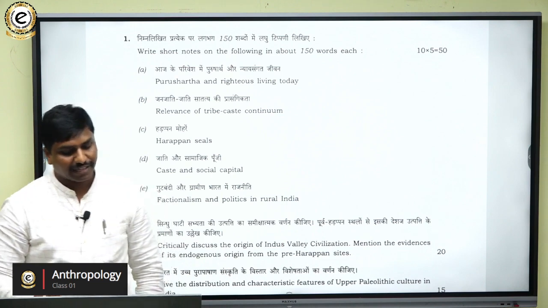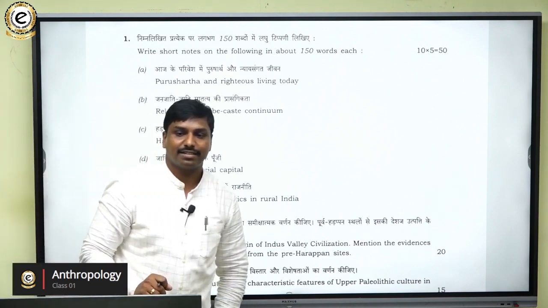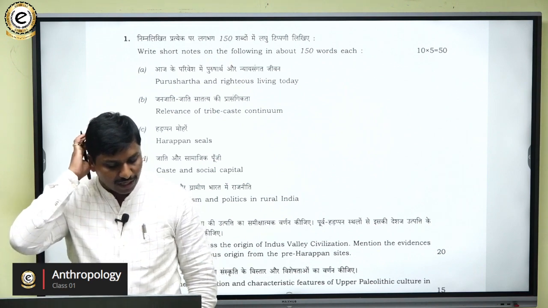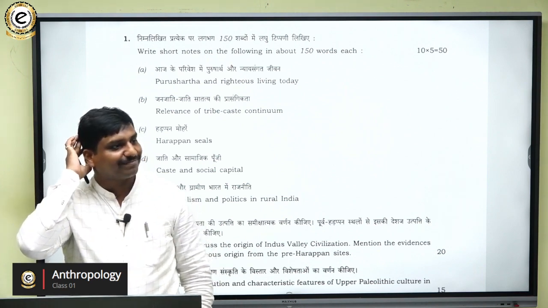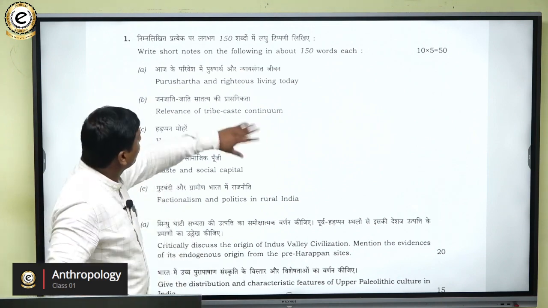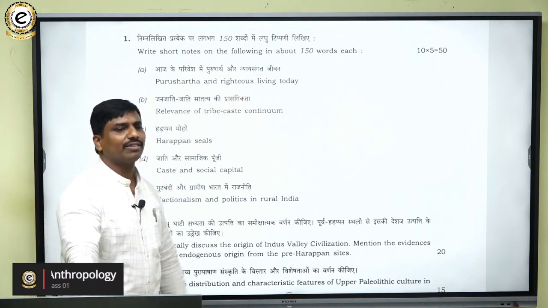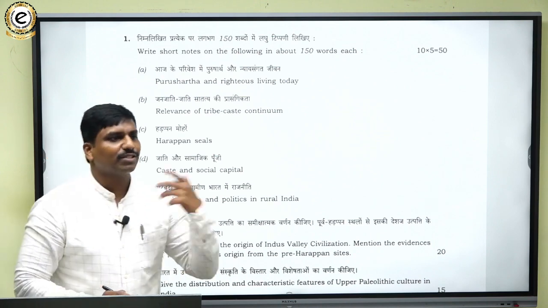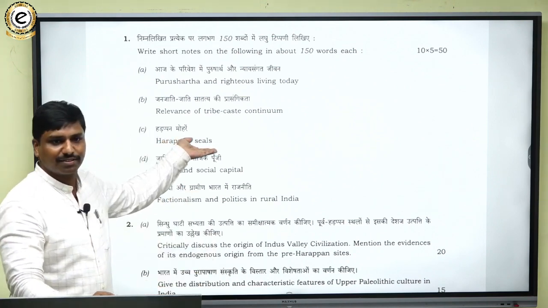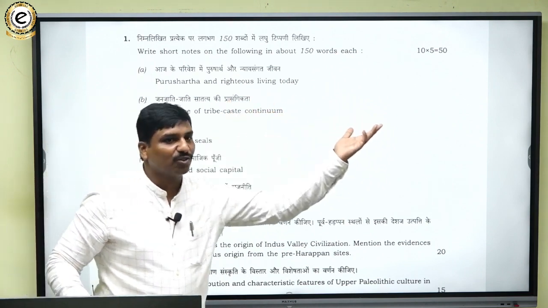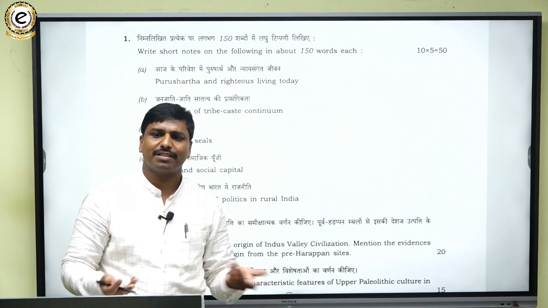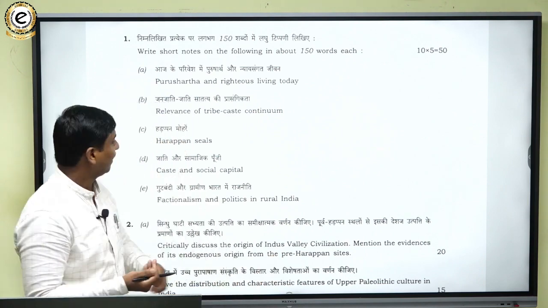Here in paper 2, look at class 69, where you have structure and nature of traditional Indian system. There you have a topic called Varnashram Purushartha. So the topic is direct, simply Purushartha and its connectivity to righteous living today. Likewise, questions would be direct, for example Harappan seals. You will be studying that in history also, and here also you have Harappan culture. So Harappan seals would be a simple thing that we can deal with.